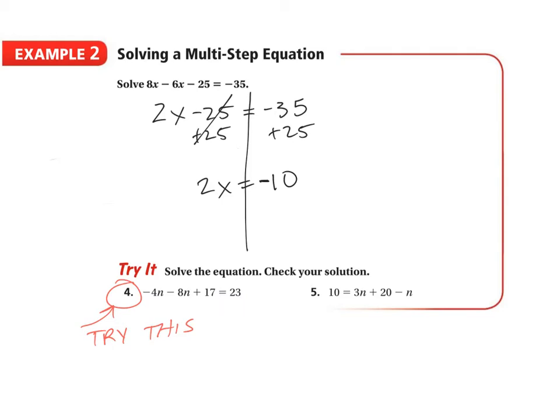And now 2 times x equals negative 10. The opposite of 2 times x is divided by 2. It also allows me to create a 1, which I like. 1x is equal to negative 5.